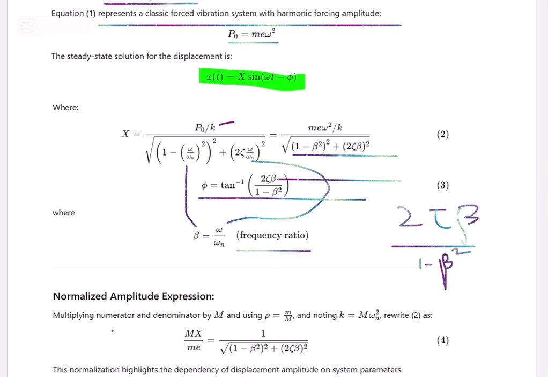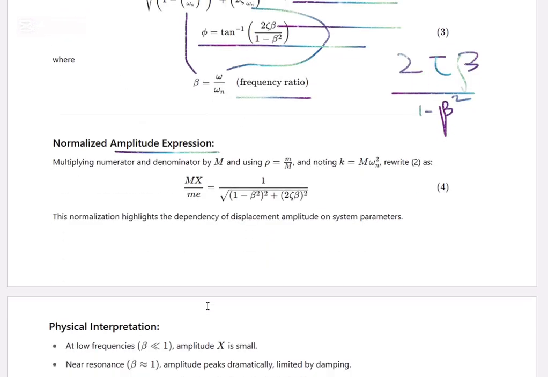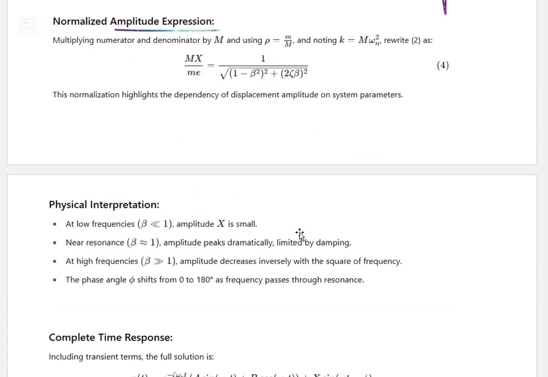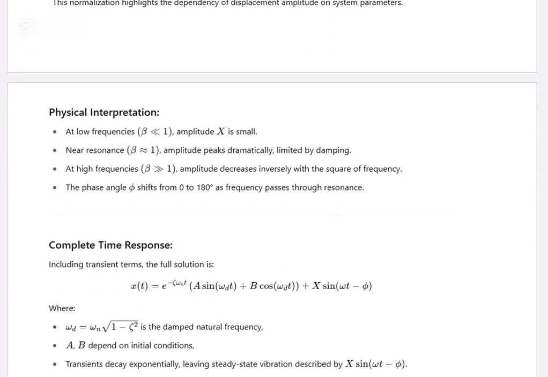Beta is the frequency ratio. For the normalized amplitude expression, multiply numerator and denominator by capital M, using rho as m by M, noting k equals M omega n squared. Normalization highlights the dependency of displacement amplitude on system parameters. Physical interpretation: at low frequencies, beta much less than 1, the amplitude is small. Near resonance the amplitude peaks dramatically but is limited by damping. At high frequency the amplitude decreases inversely with the square of the frequency.